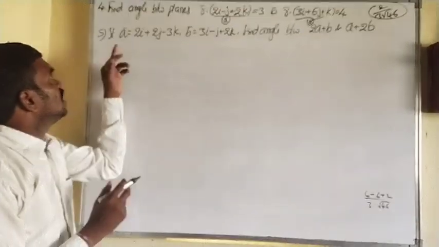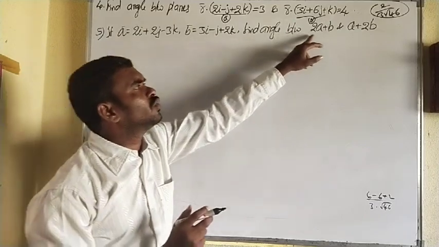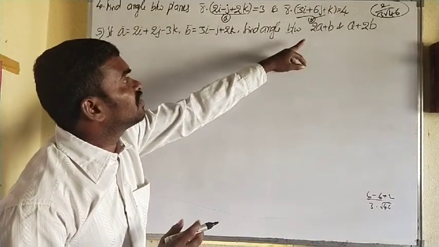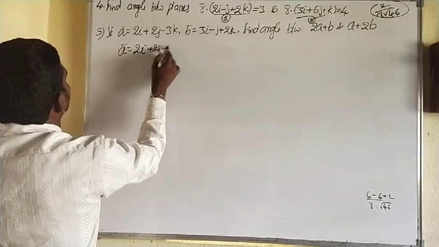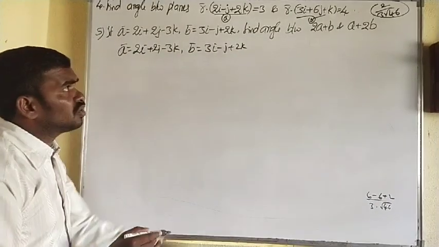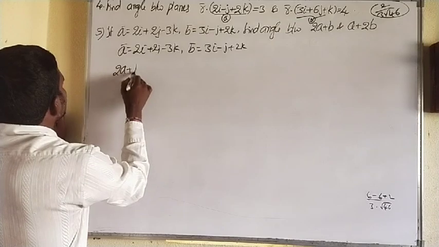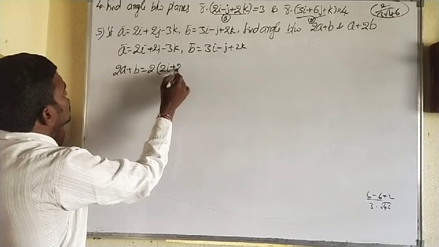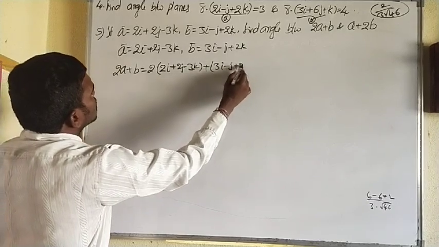Next, fifth one. If a equal to 2i plus 2j minus 3k and b bar equal to 3i minus j plus 2k, then find the angle between 2a plus b and a plus 2b. Here it is asking the angle not between a and b, but between 2a plus b and a plus 2b. So first a is given as 2i plus 2j minus 3k and b is given as 3i minus j plus 2k. Okay, what is 2a plus b? 2a plus b is equal to 2 into vector a, that is 2i plus 2j minus 3k, and plus b, means 3i minus j plus 2k.